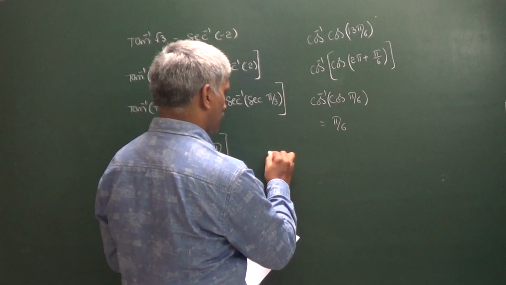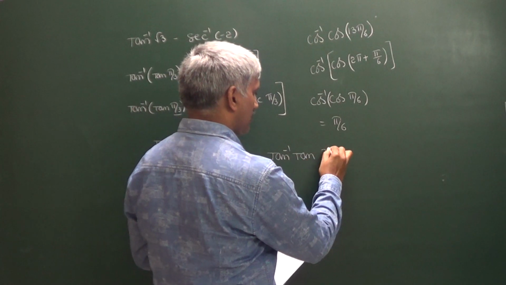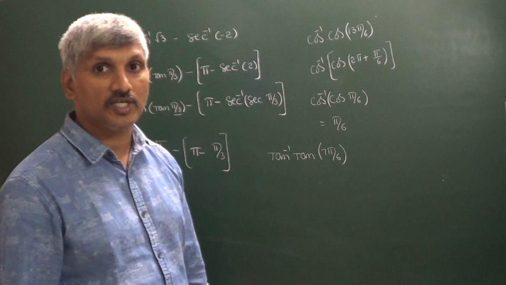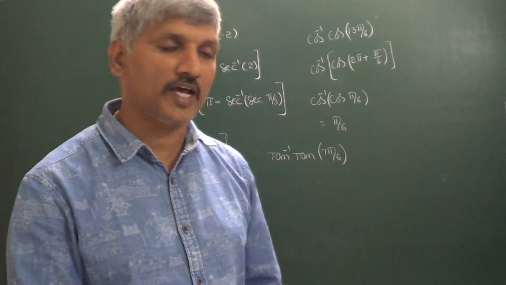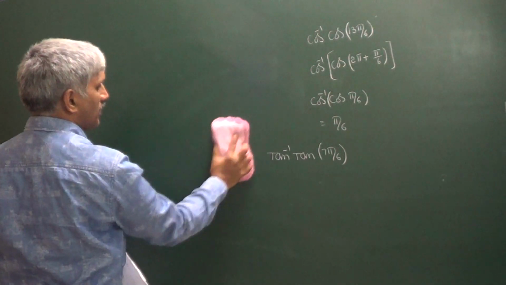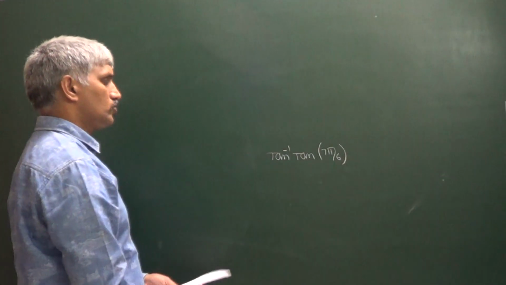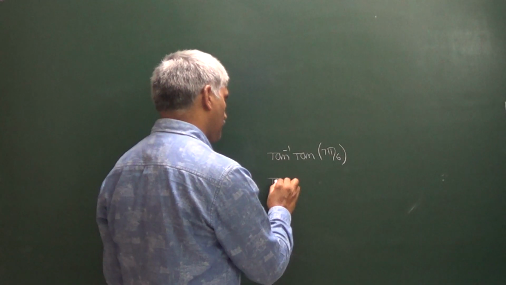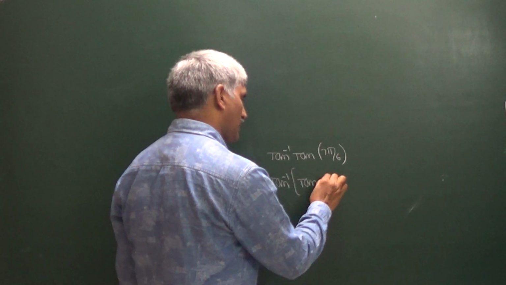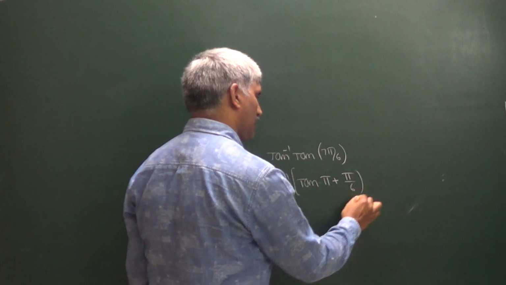So now another question. Tan inverse of tan 7 pi by 6. Here also the same. 7 pi by 6 is not there in the principal branch of tan inverse. What is the principal branch for tan inverse? The principal branch of tan inverse is the open interval minus pi by 2 comma pi by 2. So tan inverse of tan 7 pi by 6, we can write 7 pi by 6 as pi plus pi by 6.